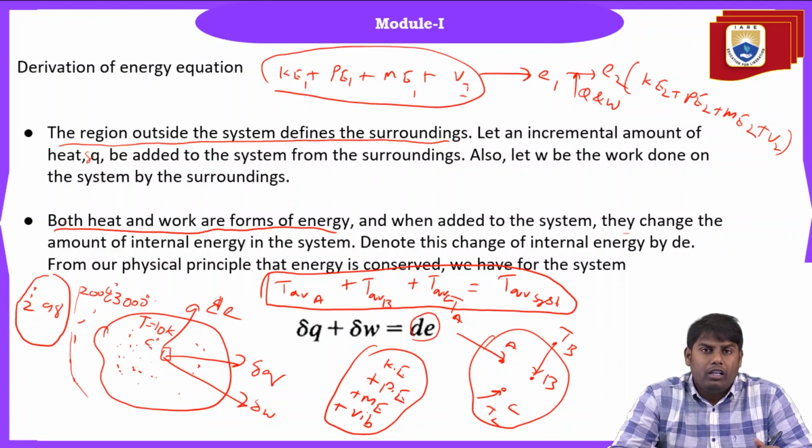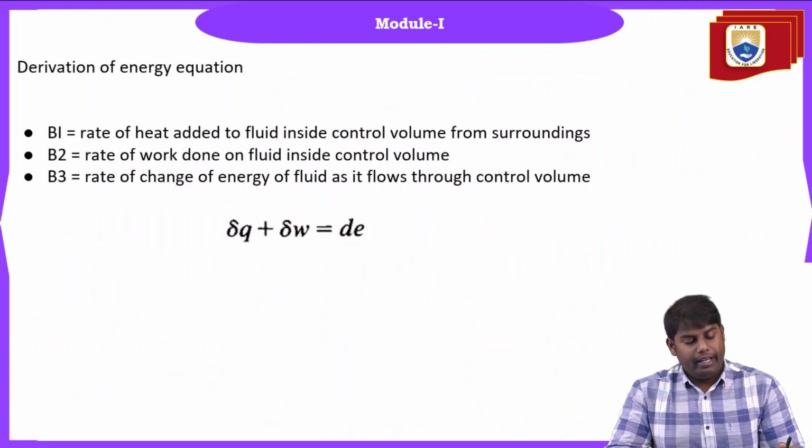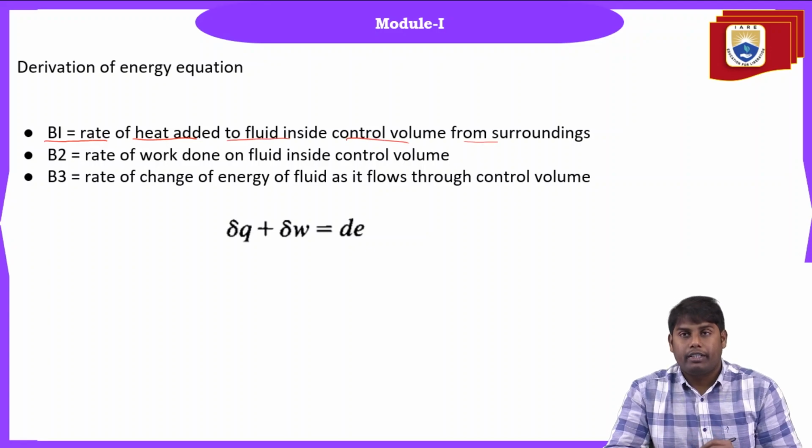So the first law of thermodynamics basically deals with energy and interaction. When we apply some amount of heat and work to the system, there is a change in internal energy of the system. This is basically a form of conservation of energy. Now, for the derivation, let's say we take B1. B1 is nothing but the rate of heat added to the fluid inside the control volume from the surroundings.